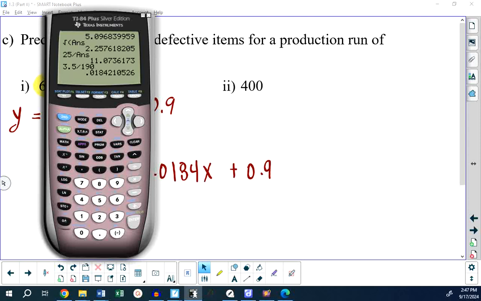So I need to take 0.0184 times 68, and I'm going to add 0.9. And I get 2. Now, I don't get exactly 2, right? But you understand we can't have 2 point something defective items? Are you with me still? Okay, I'm getting 2 defective items.